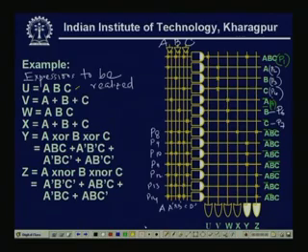Now, there are 6 outputs. First, we see that U is ABC, only one product term, so only P 1, and this is my U. V is A plus B plus C, so there will be 3 crosses, or 3 ones: A, B, C, and this is my V equal to A plus B plus C. W is A bar plus B bar plus C bar. This will be my W.